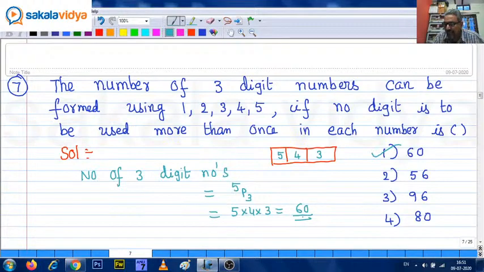Okay, understood now all of you? No, not 5 factorial by 2 factorial. That's absolutely wrong. Repetition is not there. All are different. 5 into 4 into 3. Right.